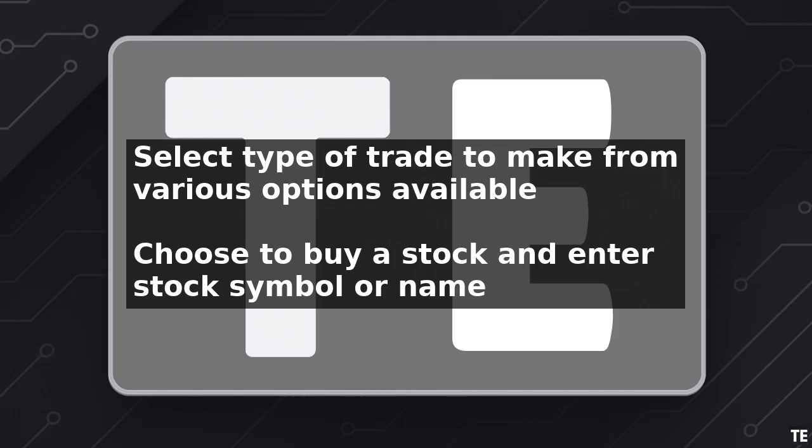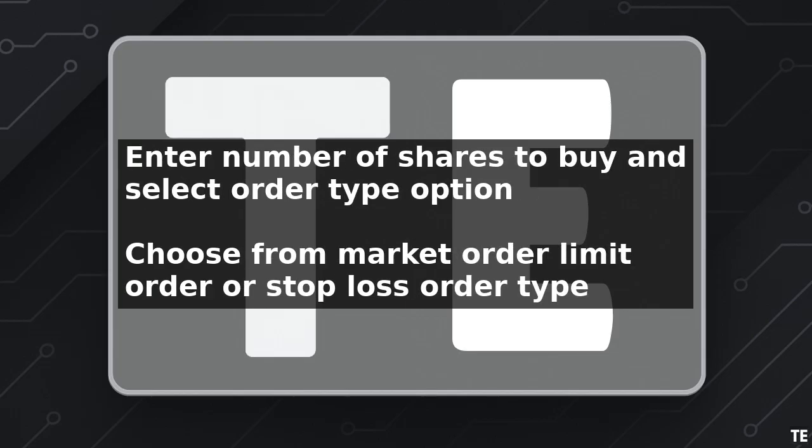Now, enter the number of shares you want to buy and select the order type. You can choose from a market order, limit order, or stop-loss order. A market order will execute the trade at the current market price, while a limit order will execute the trade at a specified price. Review your trade details to ensure everything is correct.